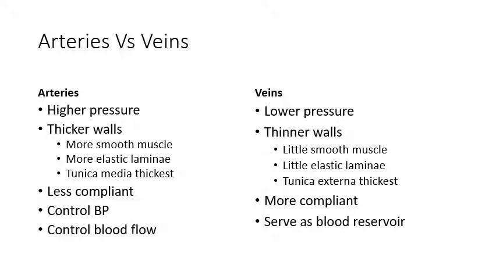In general, for arteries, the thickest part of the vessel wall is the tunica media, whereas in the veins, it's the tunica externa, just to prevent it from stretching too big. Arteries are overall going to be less compliant than veins. That's because their walls are thicker and because of the greater amount of muscle they have in those walls, whereas the veins with the thinner walls are going to be more compliant, less stiff, better able to stretch to accommodate more blood.